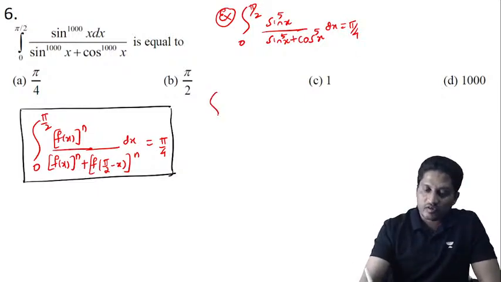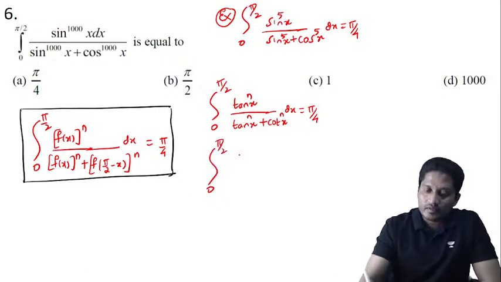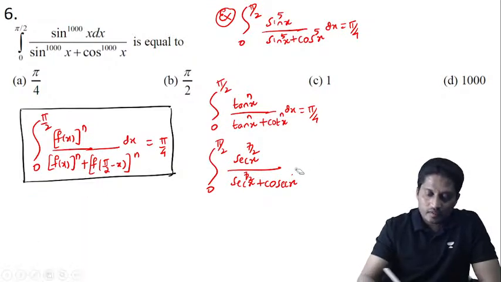You might get it like this, 0 to pi by 2, tan x to the power of n divided by tan x to the power of n plus cot x to the power of n. With any power, the answer will be equal to pi by 4. Similarly, if I have 0 to pi by 2, sec x to the power of 7 by 2 divided by sec x to the power of 7 by 2 plus cosec x to the power of 7 by 2, ratio and co-ratio with any power, the answer will be equal to pi by 4.